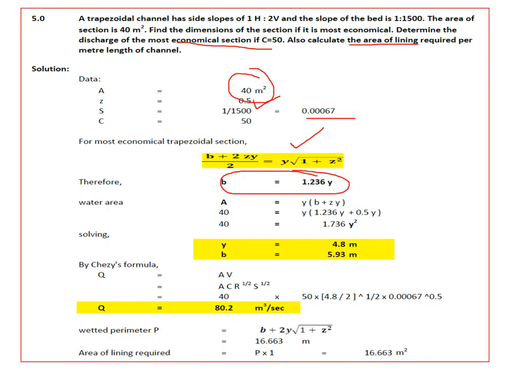So what is the area? It is y into (b + zy), and the area is given here as 40. So instead of b you put 1.236y plus z is 0.5, so 0.5y. Now you will get 1.736y square should be equal to 40. That will enable us to calculate y, which is 4.8 meters. Since you know the relation between b and y, you substitute the value of y here and you will get b as 5.93 meters. So this is how you find the dimensions of the section if it is most economical.